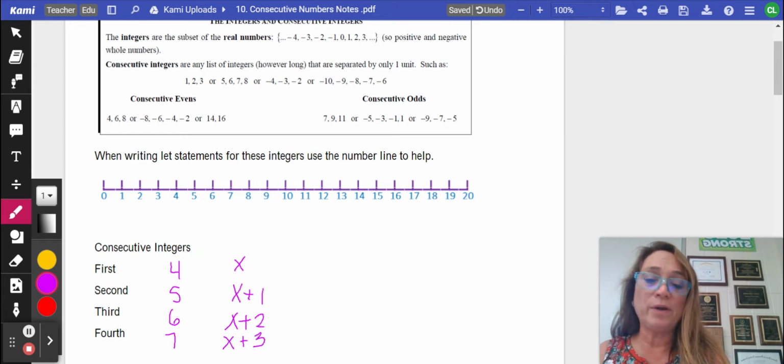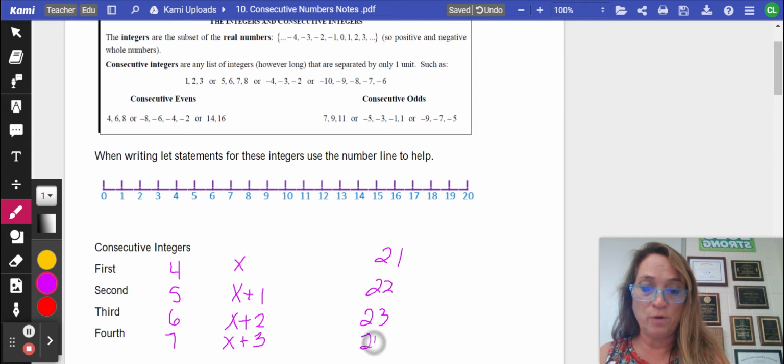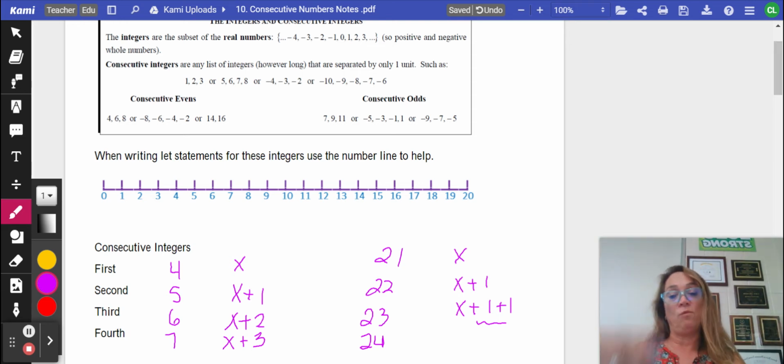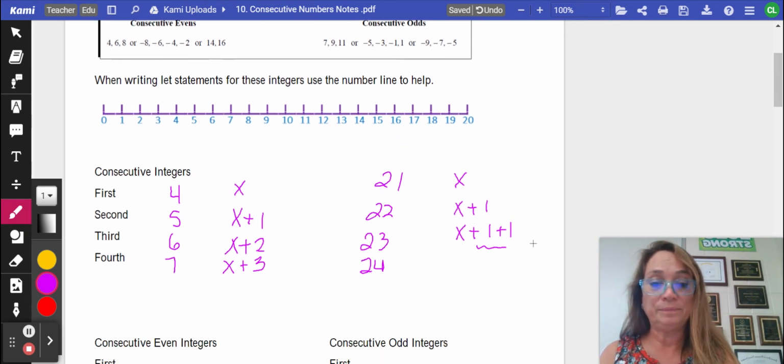So really, no matter what number you start with, let's say I started with 21. 21 is x. The next number would be 22, add 1. The next number would be 23, add 2. The next number would be 24, add 3. So if you start with an x, to get to the next number, you add 1. To get to the one after that, you add 1 plus 1, one more, which is why we're calling that x plus 2. You keep adding one more, okay?